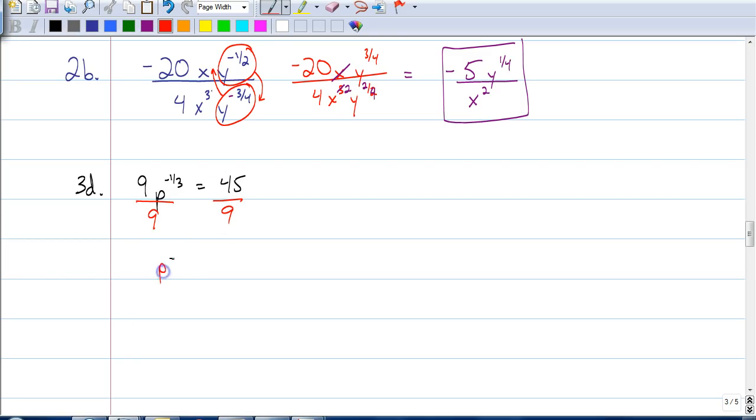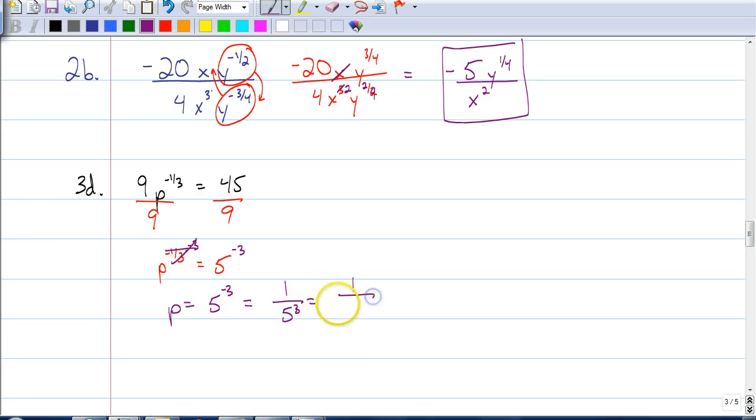So I end up with P to the negative 1/3 power equals 5. Well, now I want to get rid of this exponent on the P, so I'm going to multiply by the reciprocal. The reciprocal in this case would be negative 3 over 1, or negative 3. So now I'm left with P equals 5 to the negative 1/3 power. Well, to do that, I want to make that exponent positive, so I put it in the denominator.